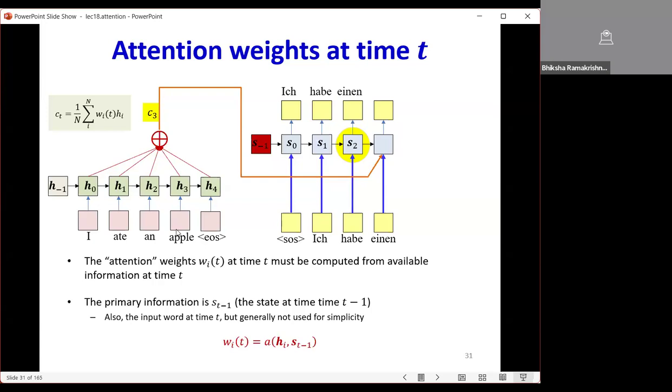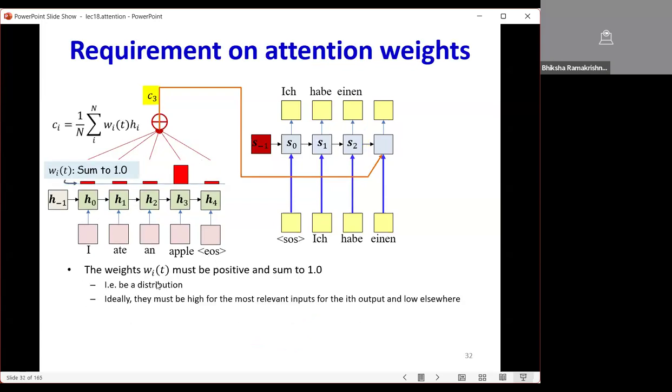Sigmoid, right? Softmax. So here's what we're going to do. We're going to put this additional constraint. We're going to say that all of these weights are positive and they sum to 1, which is to say the weights form a distribution. So if the weights form a distribution, then basically you're computing a convex combination of these hidden state values.